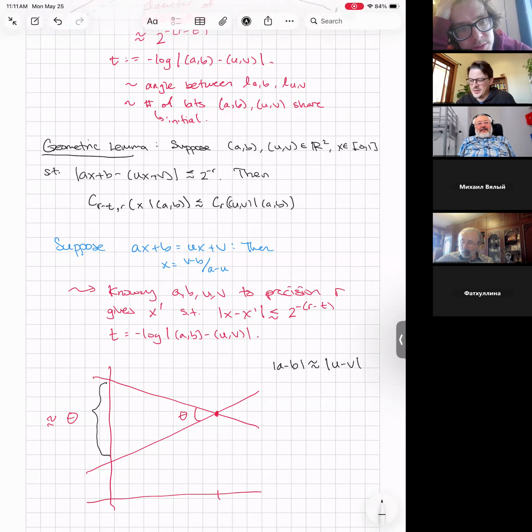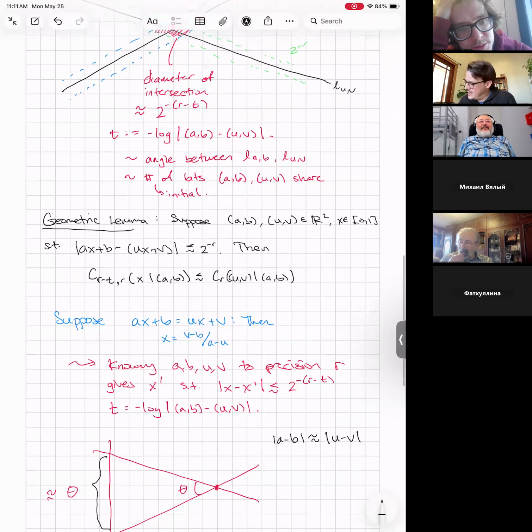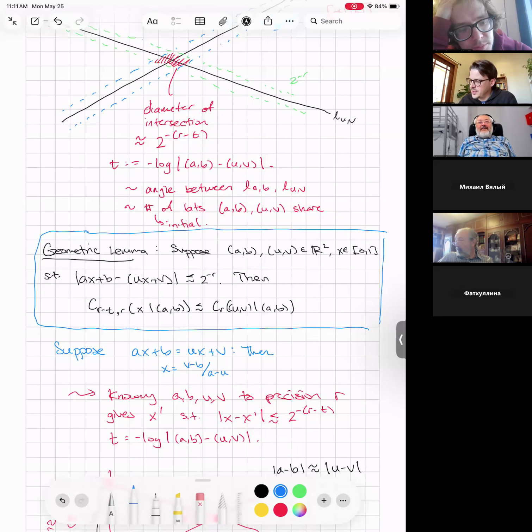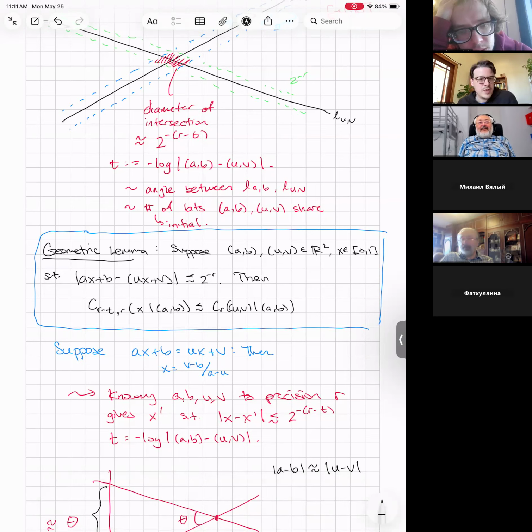Do we all believe? Let me ask maybe this geometric lemma then, assuming the geometry, the algebra is okay, we have immediately this geometric lemma. It's really that fact in the language of Kolmogorov complexity. If I know AB and I know UV, then I can compute their intersection up to precision R minus T.